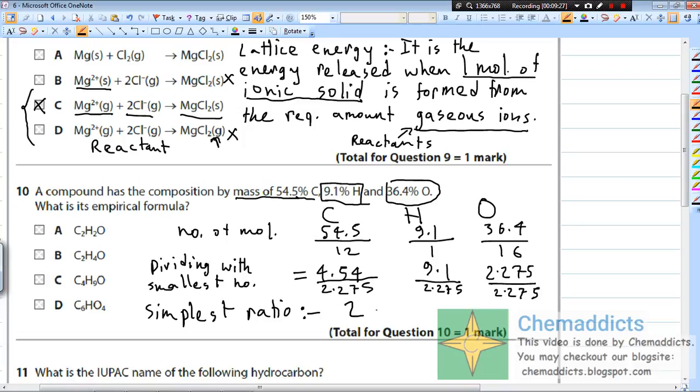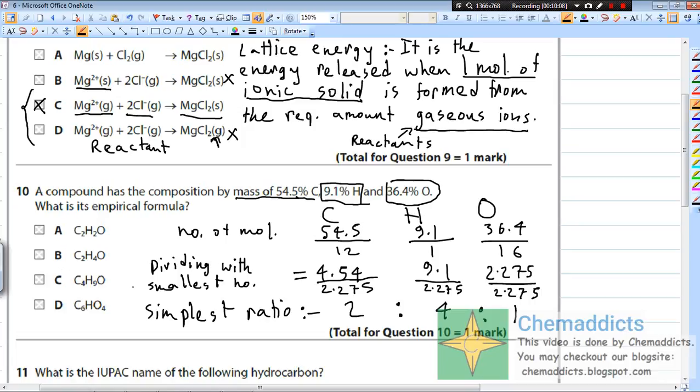So here the ratio for carbon is 2, then hydrogen would be 4 and oxygen should be 0... 1, sorry. Ratio can't be 0. 1. So the ratio of carbon to hydrogen to oxygen is 2 to 4 to 1. So if we have calculated this over here, then we will end up getting 2 for carbon, 4 for hydrogen, and 1 for oxygen.